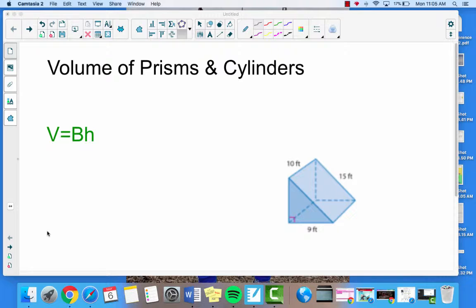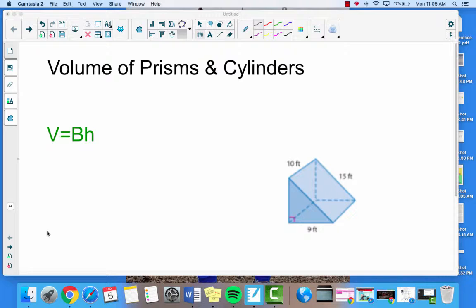Volume in general is referring to the amount that you would use to fill a shape. So in the last section we talked about surface area, which was all the area of the outside of our 3D figures. Now we're going to be talking about the inside of the three-dimensional figures.